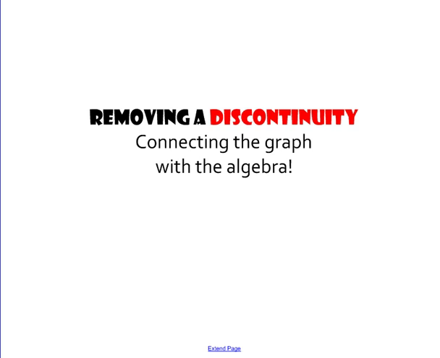When you remove a discontinuity, the only kind you can remove are the removable discontinuities. A non-removable discontinuity has a vertical asymptote or a jump step discontinuity to it, and those we can't remove. So we're really going to be talking about removing removable discontinuities, and those are when you have holes in the graph. So this lesson hopefully will let you connect the graph with the algebra behind it. So go grab your graphing calculator and let's get started.